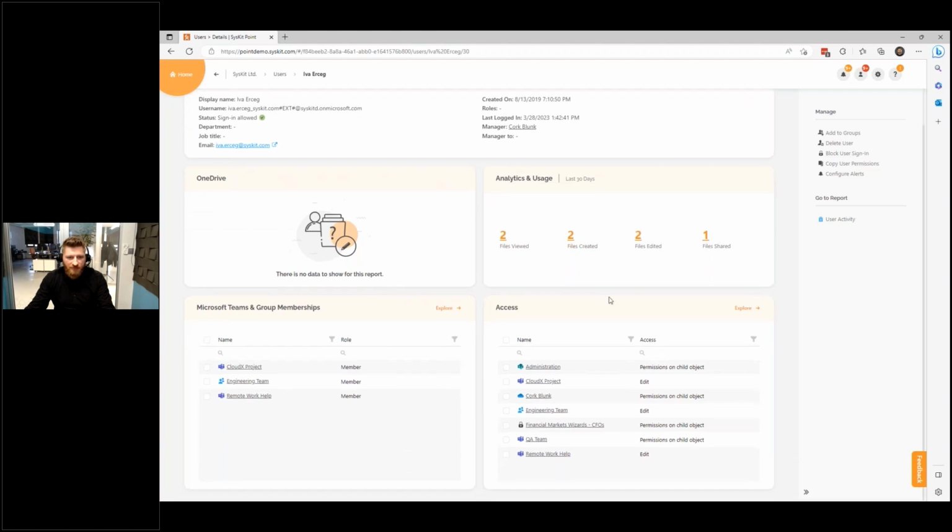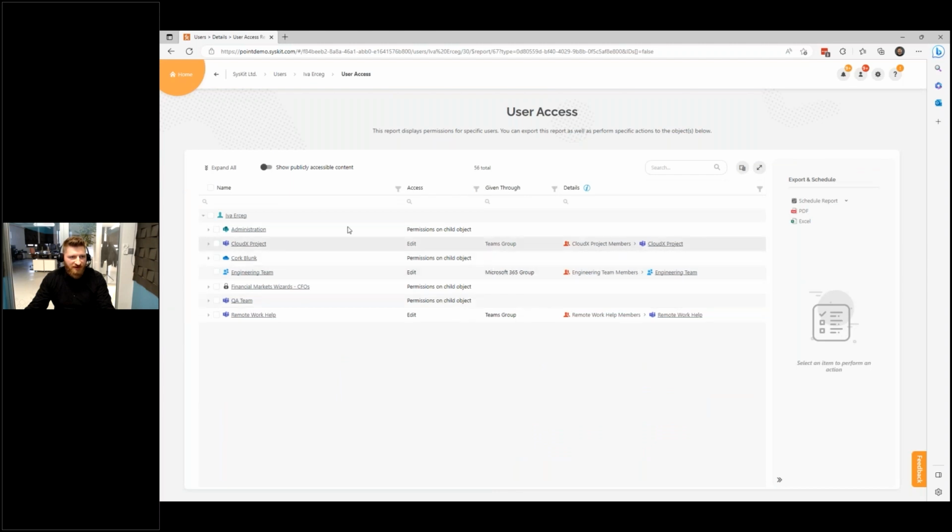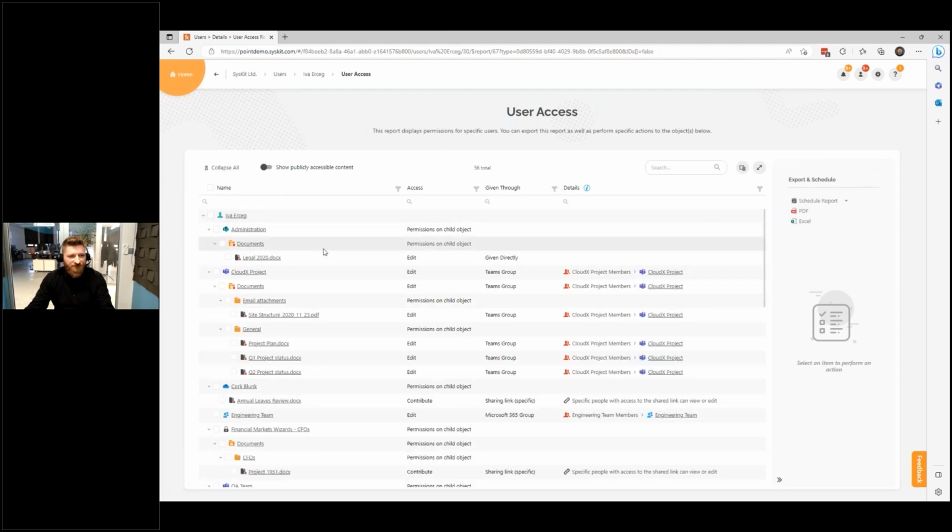And from there, I can explore all of the access that that particular user has. Now, it's a report similar to the permission matrix, but it focuses on one user's access across the entire tenant. From here, I can also see how that access was granted, and of course, I can remove that access immediately from there.